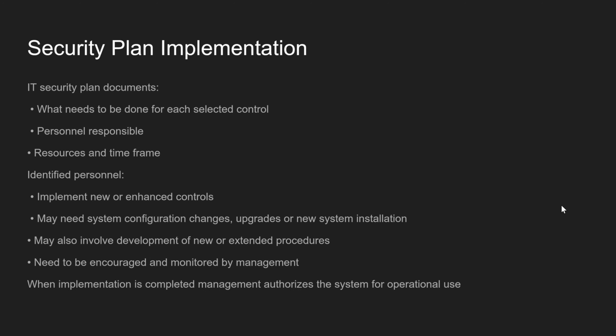Security plan implementation. The IT security plan documents what needs to be done for each selected control, personal responsibility, time, resources, and time frame identified personnel. Implementing new or enhanced controls may need system configuration changes, upgrades, or new system installation. It may also involve development of new or extended procedures, which need to be encouraged and monitored by management. When implementation is complete, management authorizes the system for operational use.